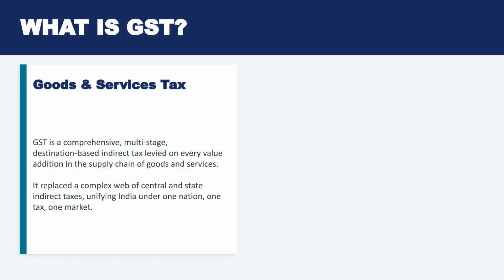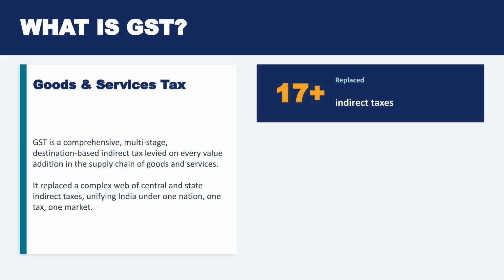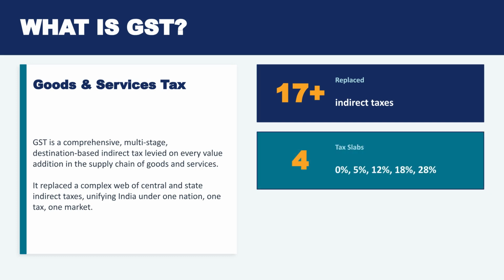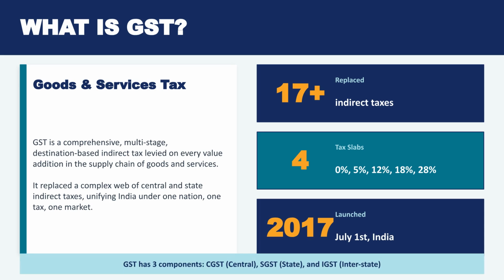GST is a comprehensive, multi-stage, destination-based indirect tax that unified India under one nation, one tax, and one market, replacing over 17 indirect taxes. The tax structure includes 4 slabs: 0%, 5%, 12%, 18%, and 28%. Launched on July 1, 2017, GST has 3 components: Central GST, State GST, and Integrated GST for interstate transactions.